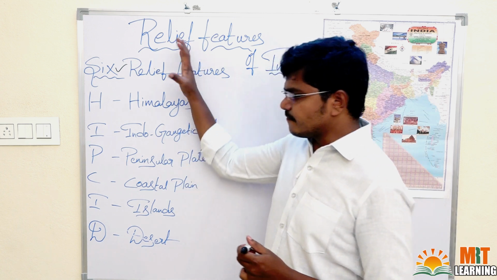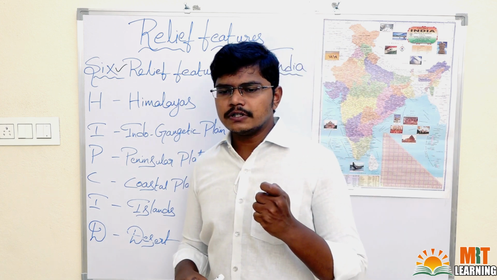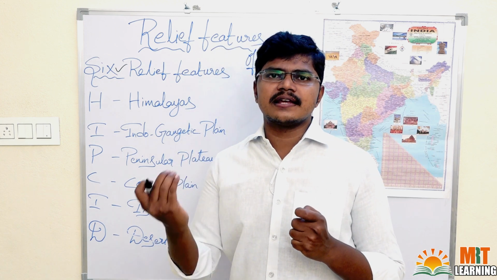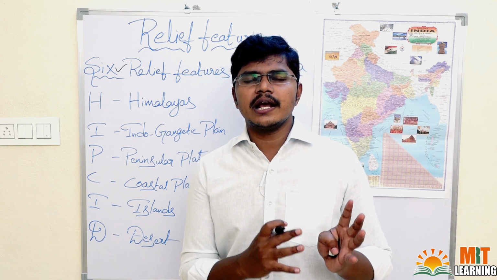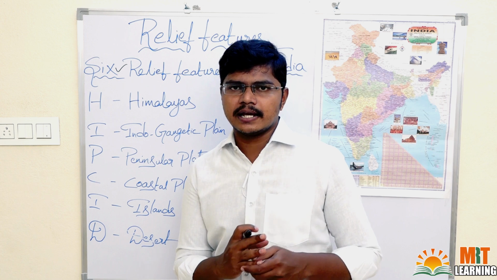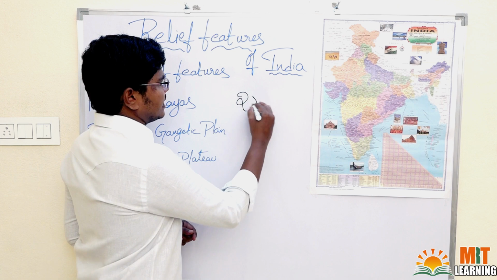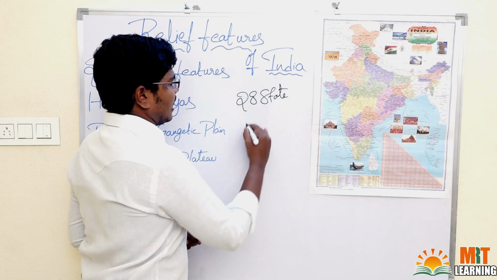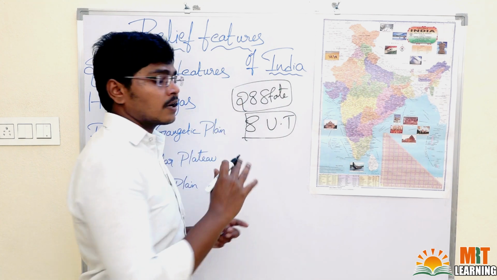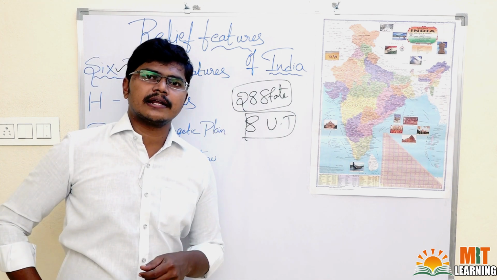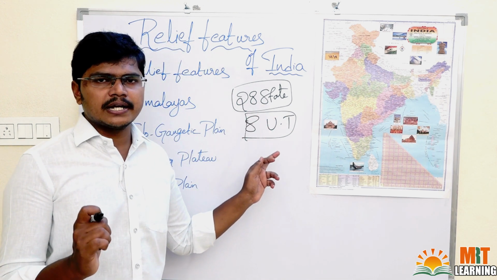Very easy. Before going to the brief explanation of these 6 relief features, first I have to give clarity regarding the Indian states and union territories. Many are confused about how many states and union territories there are in India. Presently we have 28 states and 8 union territories.